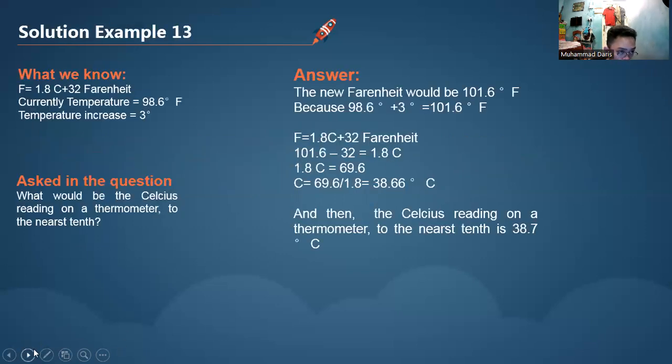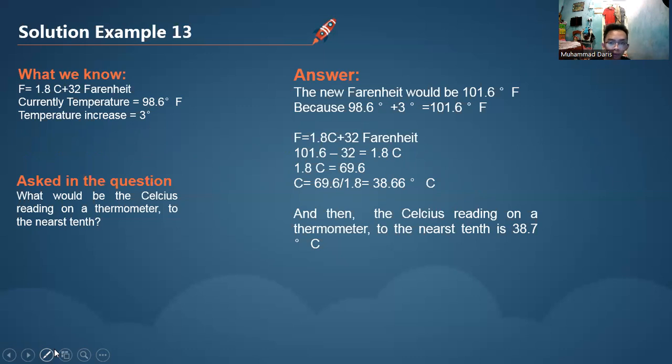Okay. Solution, example 13. What we know in the question: the formula for Fahrenheit is F equals 1.8 Celsius plus 32. The current temperature is 98.6 Fahrenheit. The temperature increase above the normal is 3 degrees. Asked in the question: what would be the Celsius reading on the thermometer to the nearest tenth?